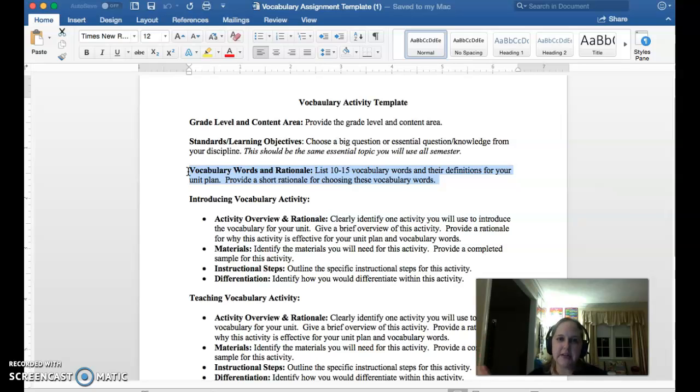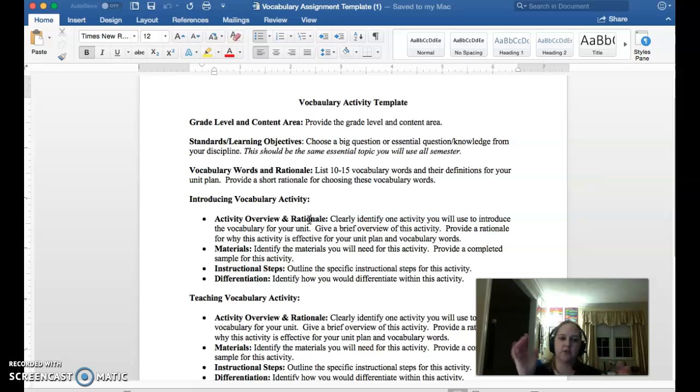So for you, a unit might be 4 weeks, or it might be 2 weeks, or it might just be 1 week. But 10 to 15 words, and then just a short rationale. So like a short paragraph explaining why you've chosen these words. And then the vocabulary activity is a little bit different because it has 3 parts.